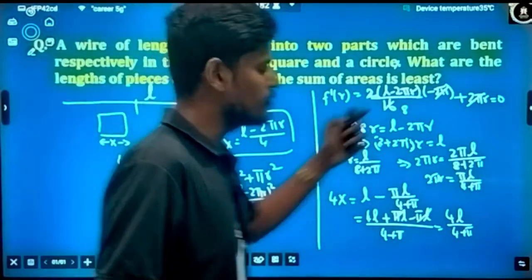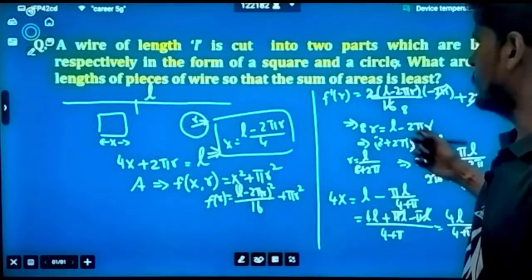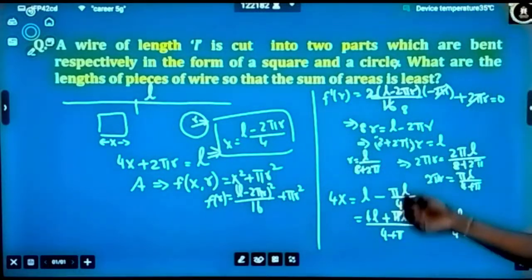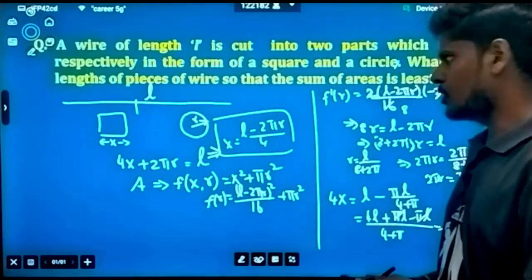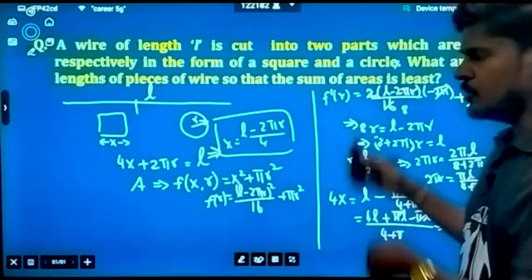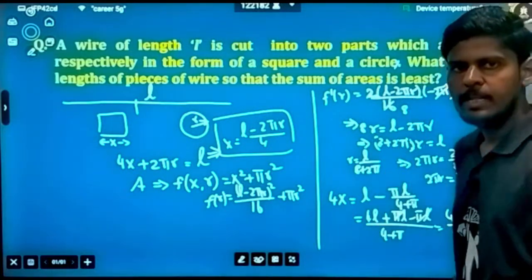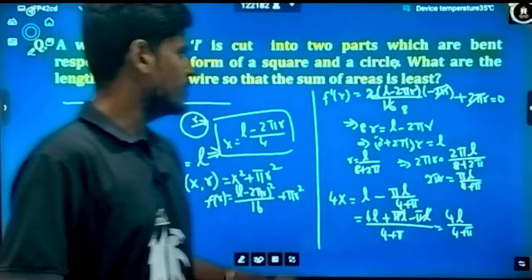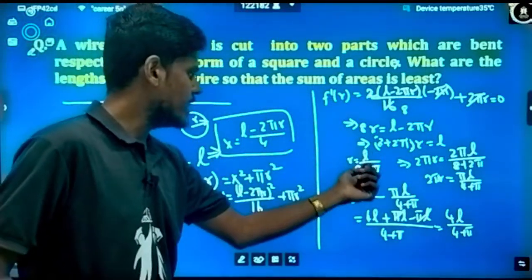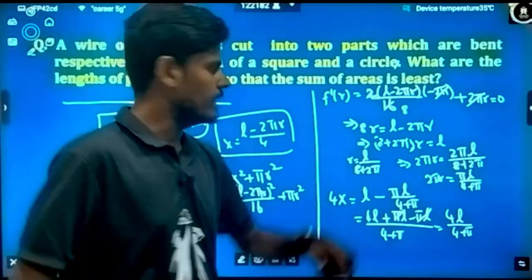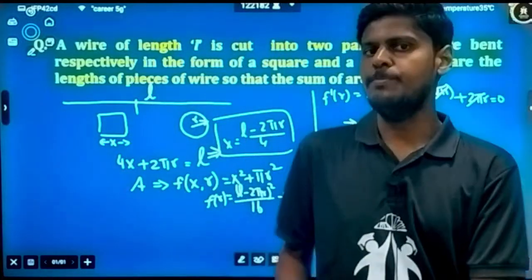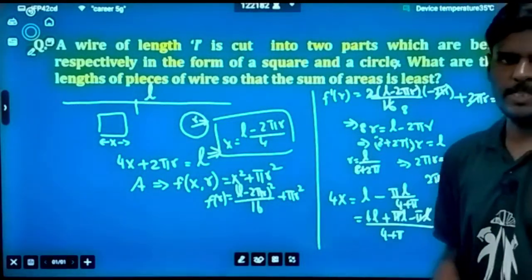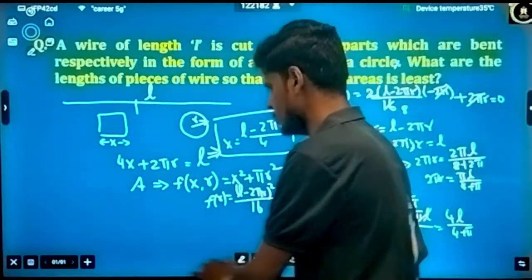And we have to check if this value actually gets a minimum value or not at these points of X and r. Now how to do that? Find the double derivative f double dash of r and substitute the value L by (8 plus 2 pi) in that. Check if it is a negative or positive number. That is the procedure. Now we will see the solution.